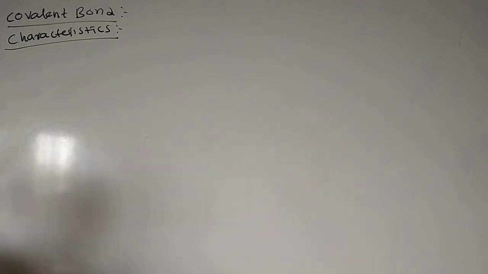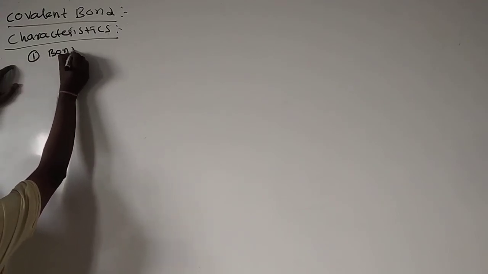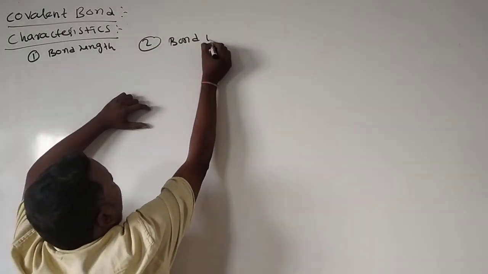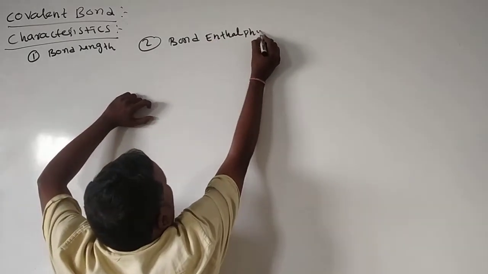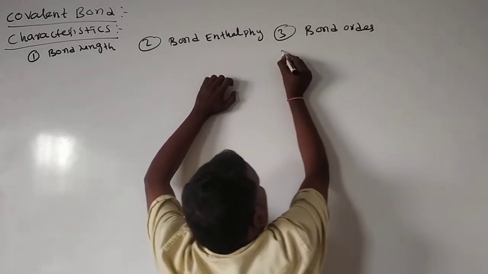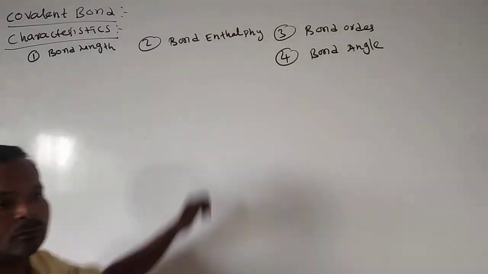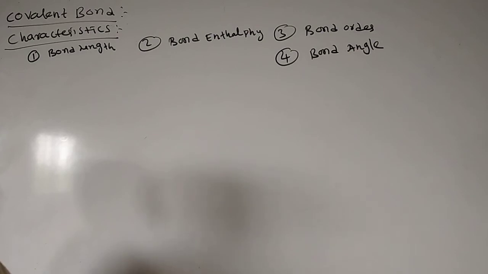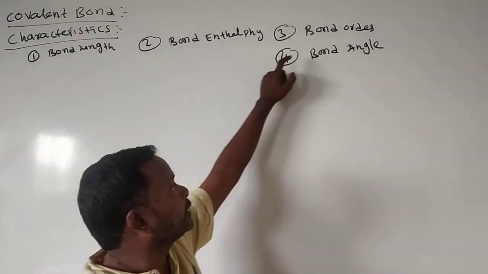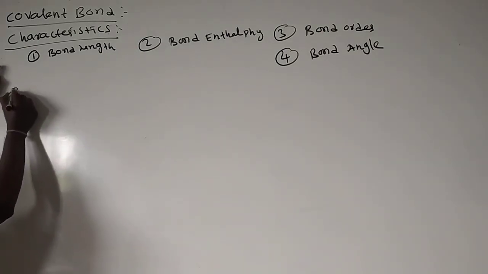A covalent bond is characterized by four important terms. Those are: first one, bond length; second one, bond enthalpy; third one, bond order; fourth one, bond angle. Okay, see the definition of the first one, bond length.